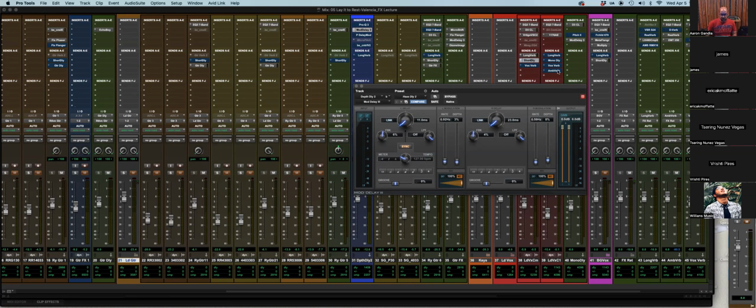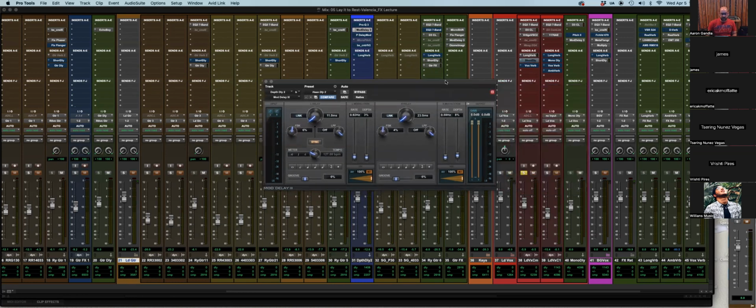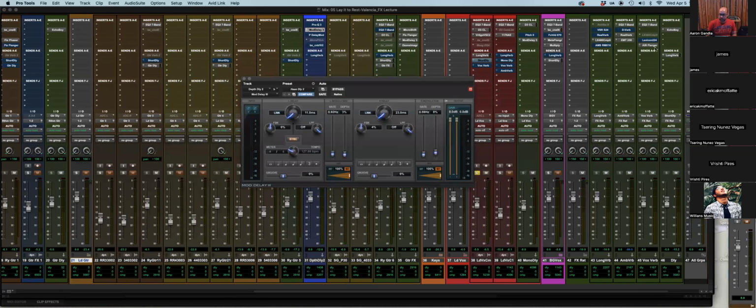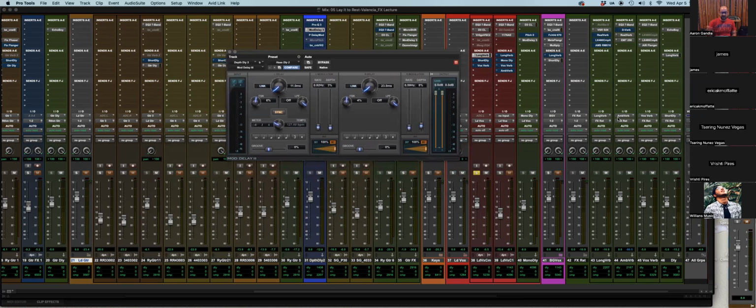Something else I do is I will have two verbs. Where's the box verb? I will have a verb that is going to give me the depth.